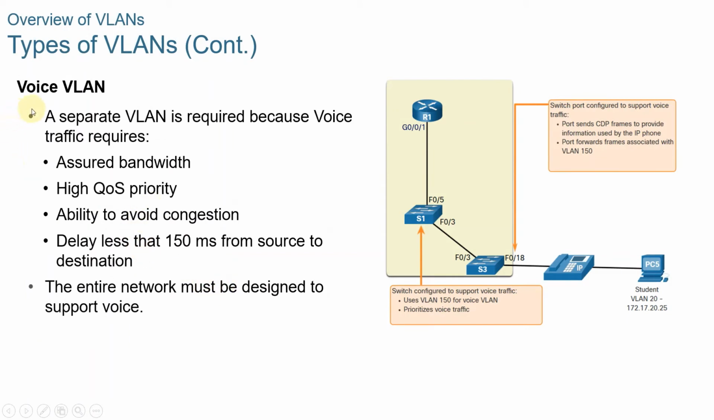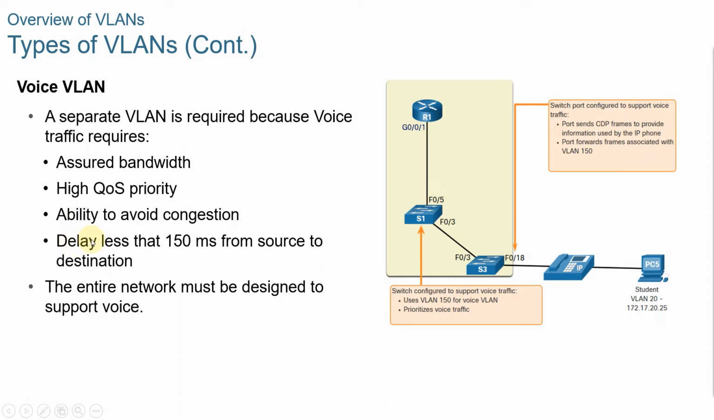So the next type of VLAN is a voice VLAN. A voice VLAN is a separate VLAN needed to support voice over IP, or VoIP. VoIP traffic requires the following: assured bandwidth to ensure voice quality, transmission priority over the other types of network traffic, which we call the quality of service priority, the ability to be routed around congested areas on the network, and a delay of less than 150 milliseconds across the network.